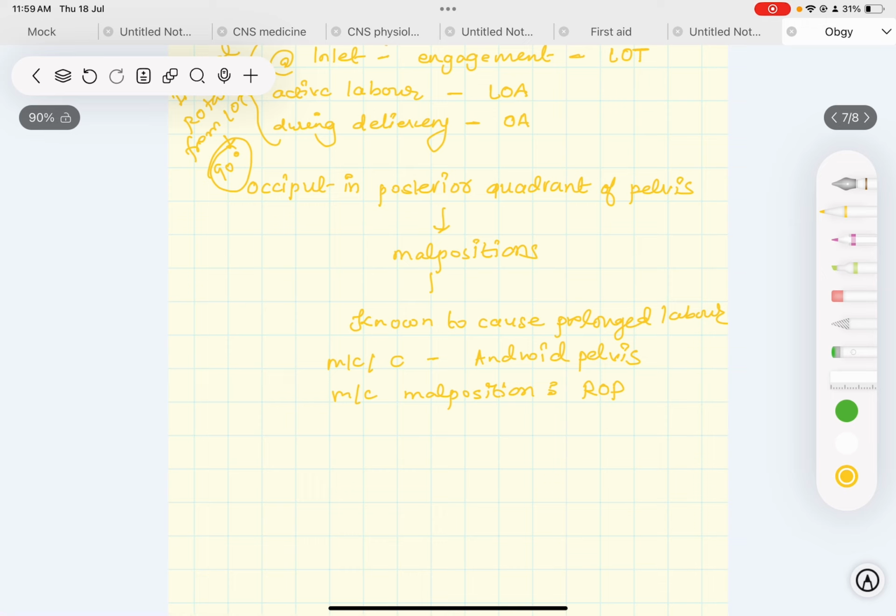Now about malposition, the most common malposition is the ROP, and the most common cause of malposition is android pelvis. And what it causes is prolonged labor, and in some cases arrest of labor will happen, and we have to take some action, such as doing a C-section or an instrumental delivery.